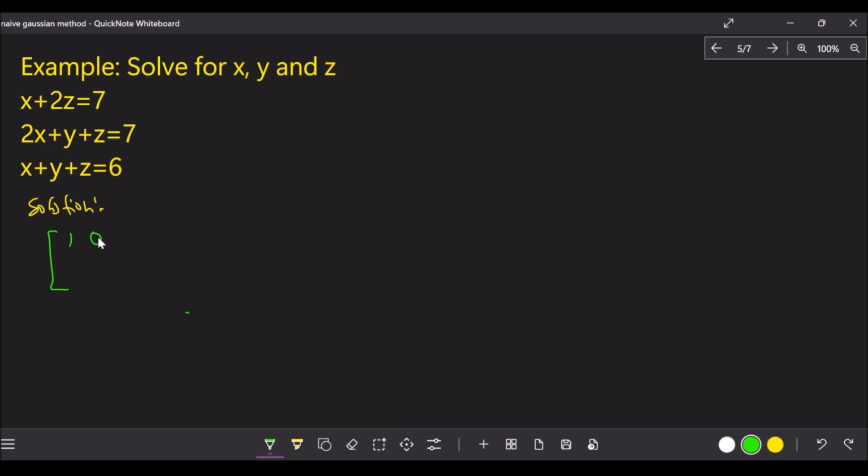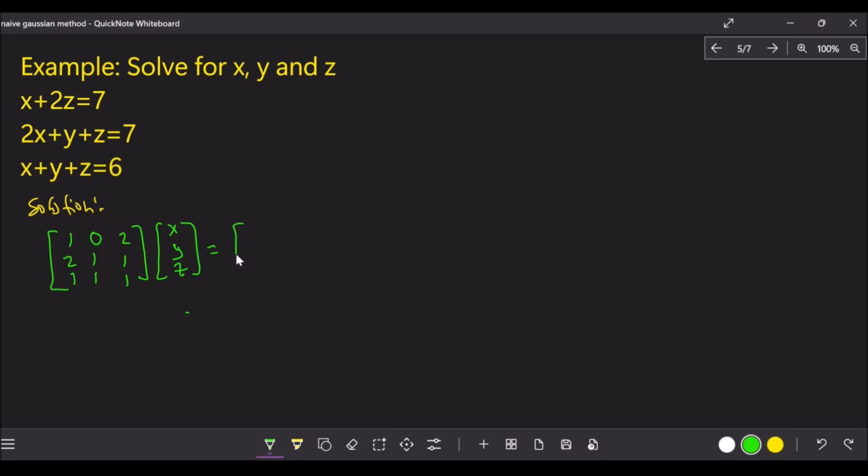There's no y, so that is 0. For z is 2. The second equation, so that is 2. This is 1, and this is 1. Then for the third equation, that is 1. So y is also 1, and z is also 1. Okay. So we have x, y, and z.